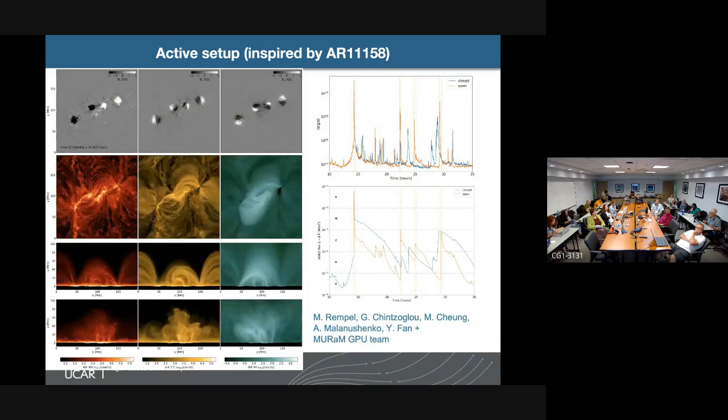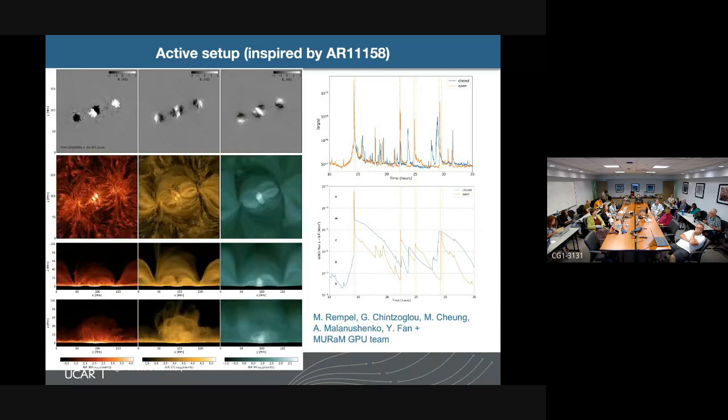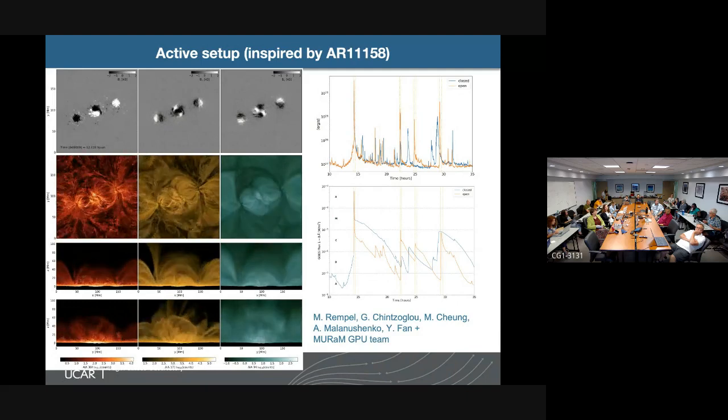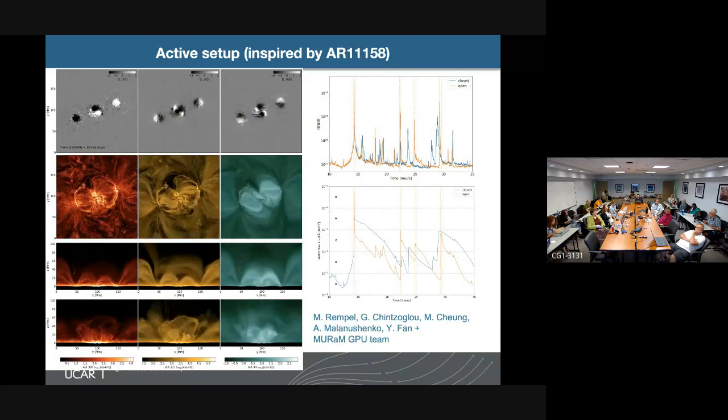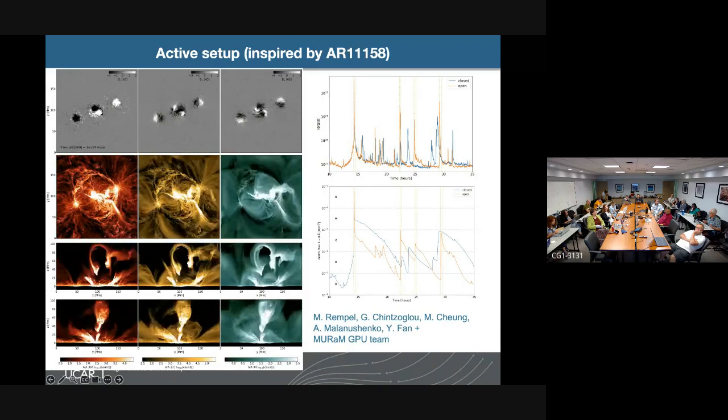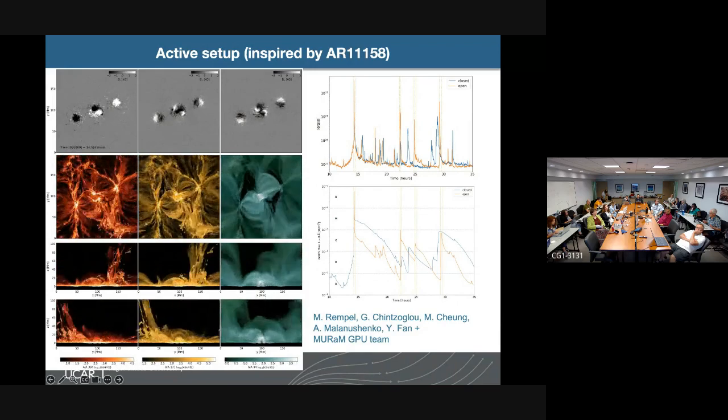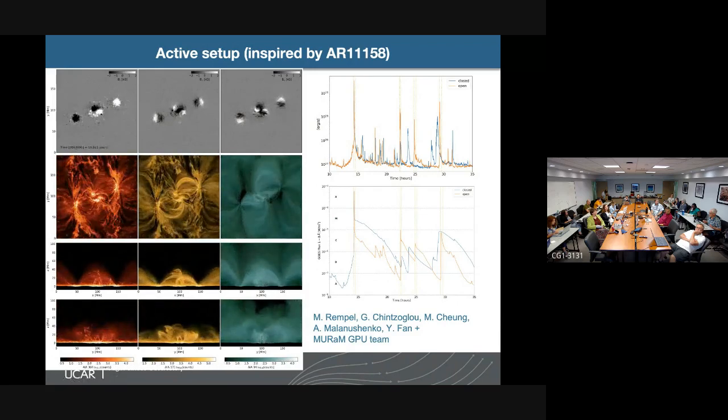And this is also the first simulation we ran 100% on GPUs. So that is getting on the go with this in the future. And there was a big team effort behind it, of course, getting the code running on GPUs.